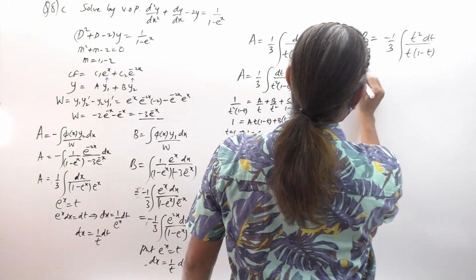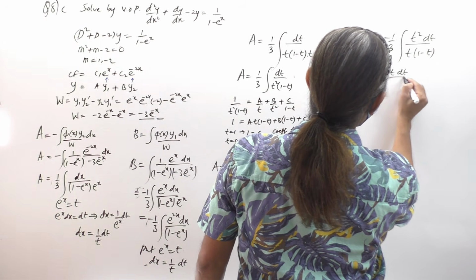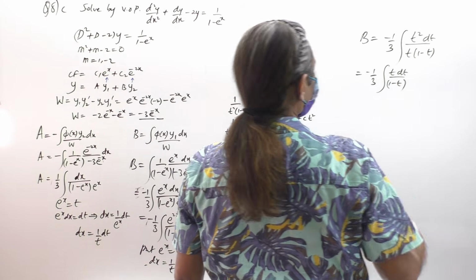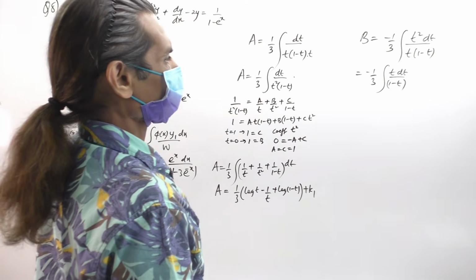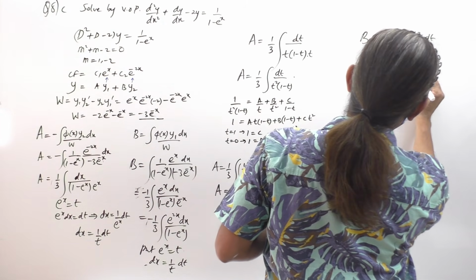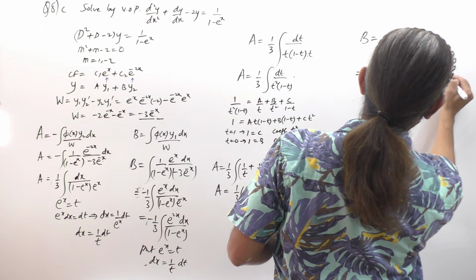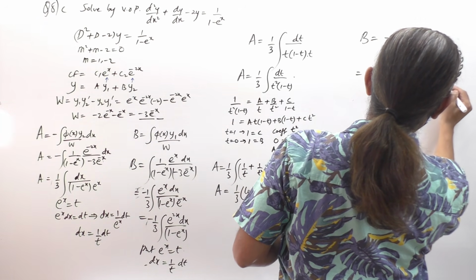Okay, so this will now be minus 1 by 3, t cancels t, dt by 1 minus t. Fine, t cancels. So how do I solve this now? To solve this integration, I will take the minus inside, so this will become 1 by 3 integration of t dt by t minus 1.